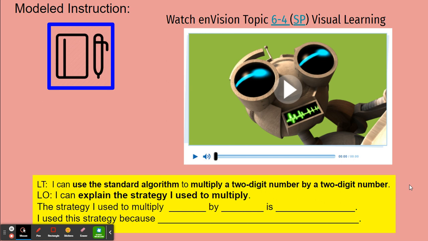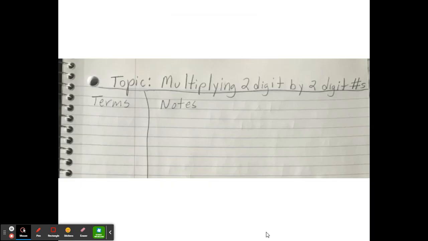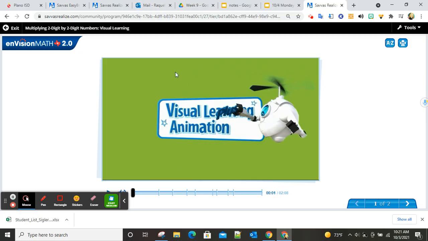Let's go ahead and get started with setting up our notebook. Here is the topic for our lesson today, multiplying two-digit by two-digit numbers. And I then wrote terms and notes to set my notebook up for two-column notes. Remember, at any time you can pause this video to get caught up on the note taking. Let's go ahead and start the video.